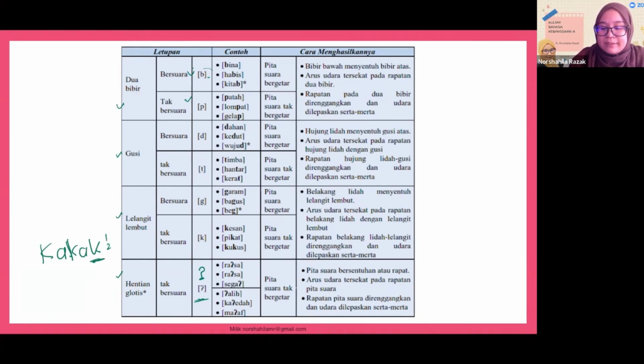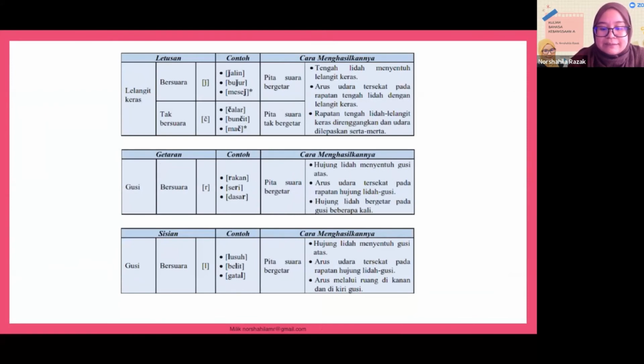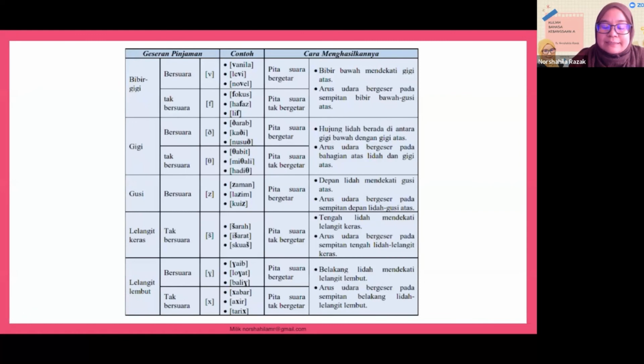So this is letupan. Normally when we make consonant sounds, the air from the lungs is blocked by your articulators. Next, letusan, jeh, then getaran, bersuara, and sisian, yang bersuara. Sometimes one daerah has only one sound, not two. Then geseran pinjaman, which we have, kita ada V. In Bahasa Melayu we don't have V or the original F; we learn these from Bahasa Inggeris. This one DH, this one TH, and Z.